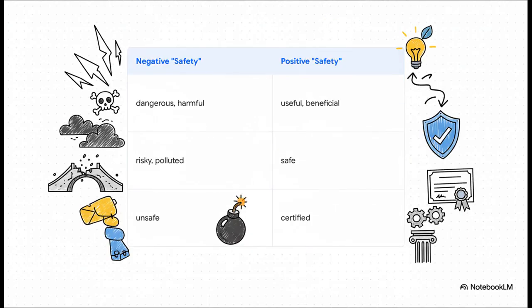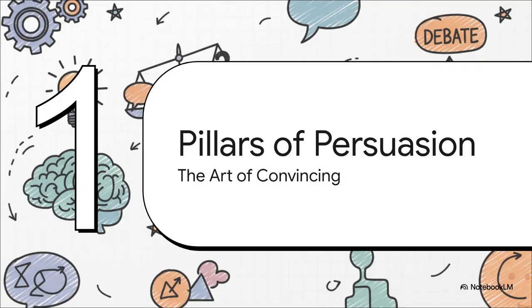And it's the exact same principle for adjectives. If you describe a plan as dangerous, that's way more persuasive and alarming than just calling it risky. And on the positive end, something that is certified feels a whole lot more secure than something that's just described as safe. It really hammers home the point. Word choice is everything.